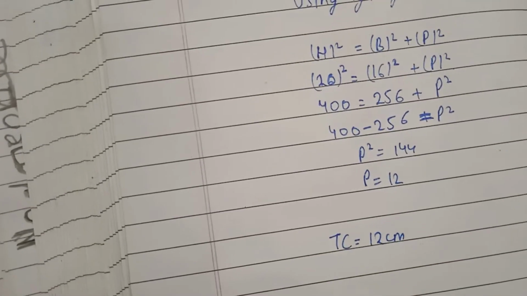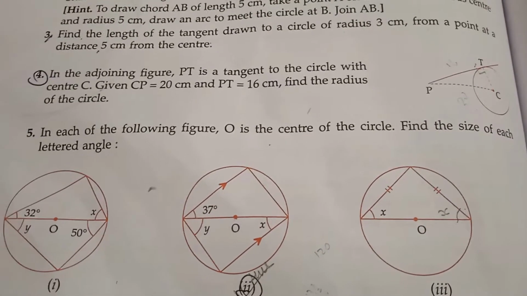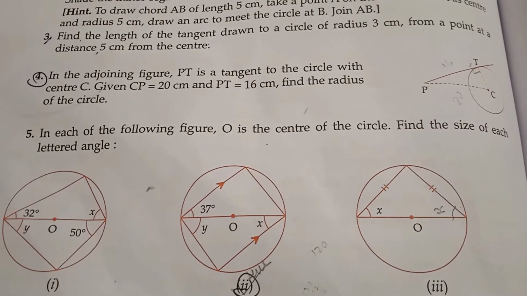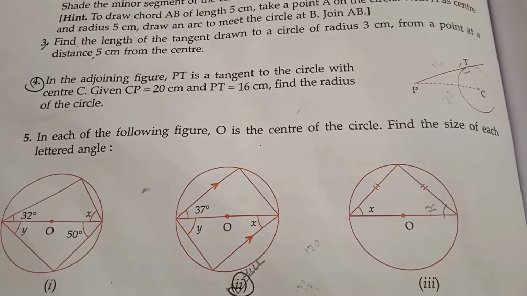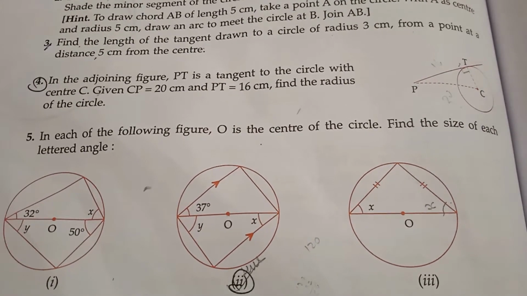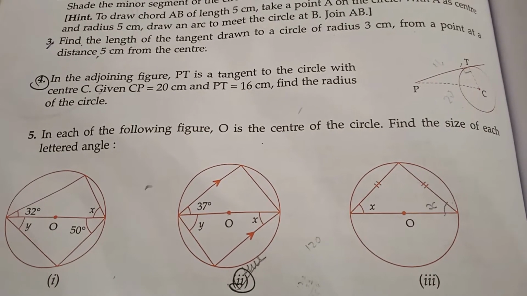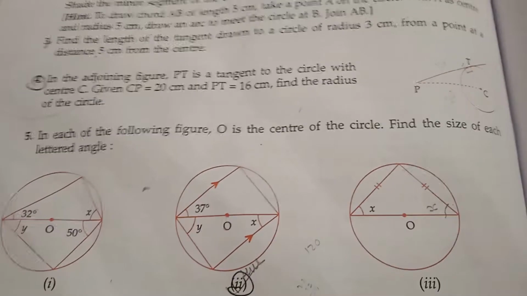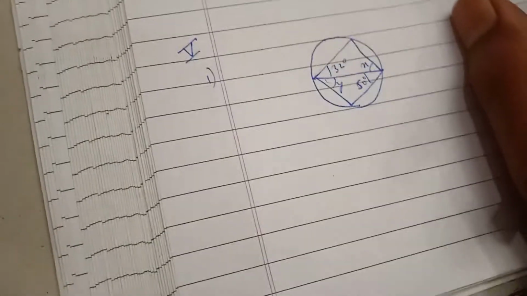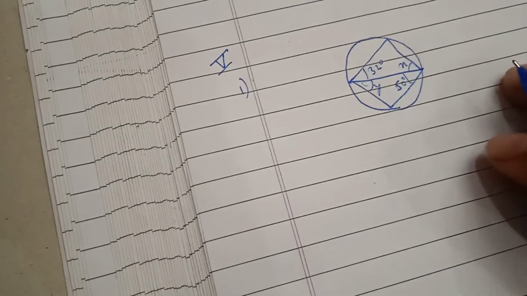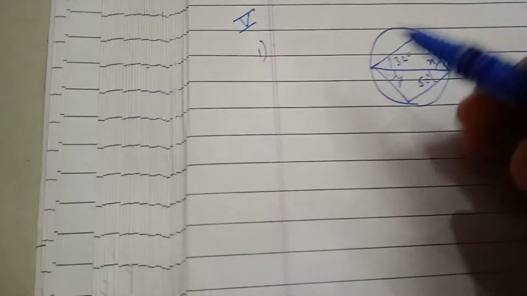Now let's move to our fifth question. Let's see our fifth question. In each of the following figures, O is the center of the circle. Find the size of each lettered angle. So let's see the first question. Here I have drawn the rough diagram and let's see how to do it.